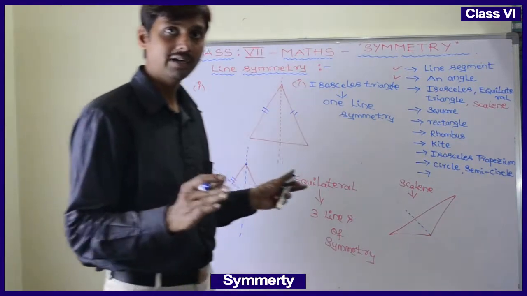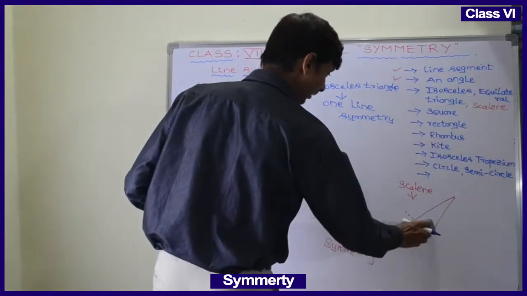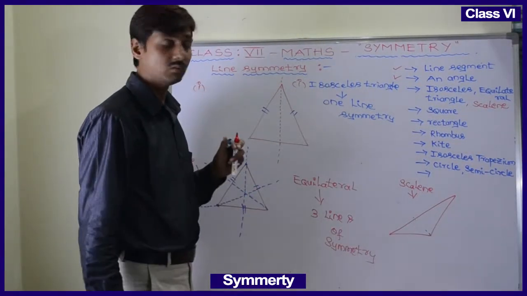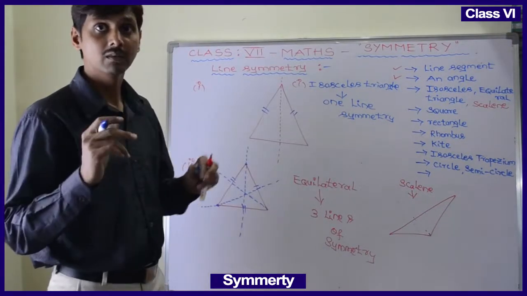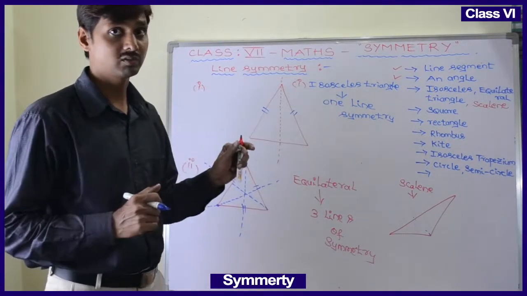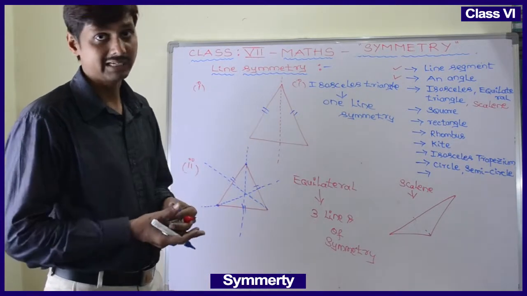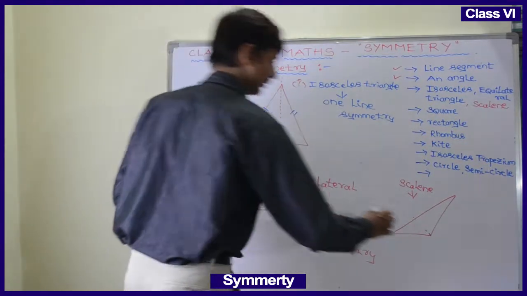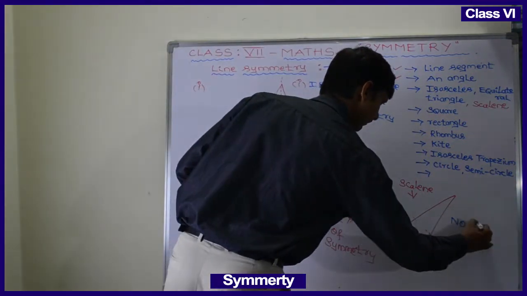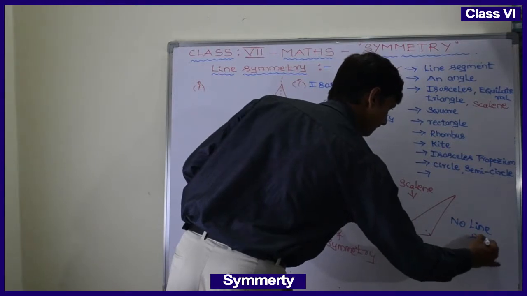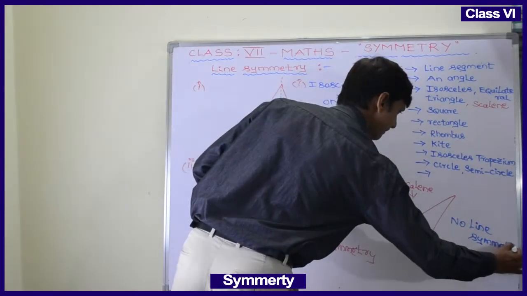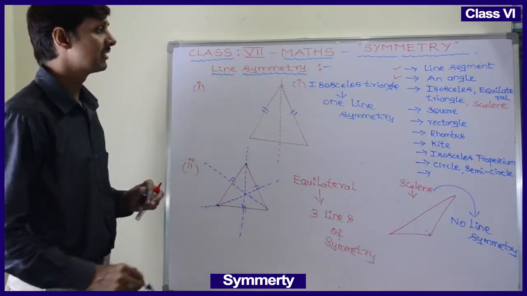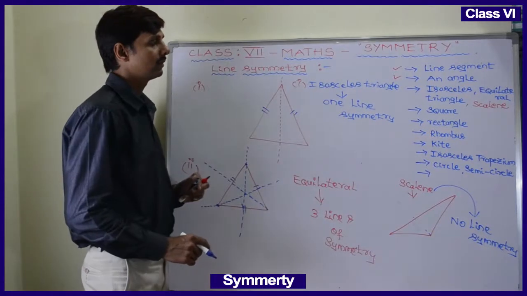It doesn't divide equally. So this is not the line of symmetry. Along with this other vertex you draw, and also it is not equal. We try to draw a line of symmetry for the scalene triangle, so we don't get any lines of symmetry for this. So there is no line of symmetry for a scalene triangle. So let's go to the next concept, the square.